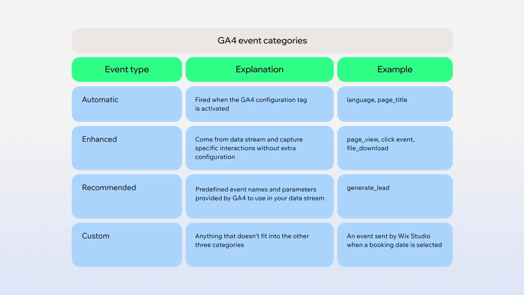In a previous lesson, we covered the 4 main categories of events. Auto events, which come from your configuration tag, enhanced events, which come from your data stream, recommended events, the ones Google provides a list for, and custom events, any that don't fit into the previous 3 categories. Right now, we're going to look specifically at enhanced events.